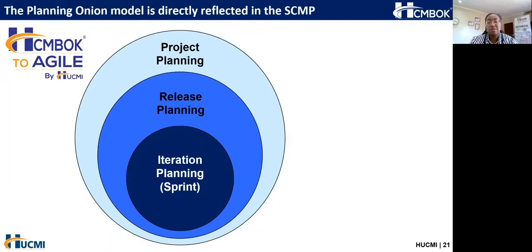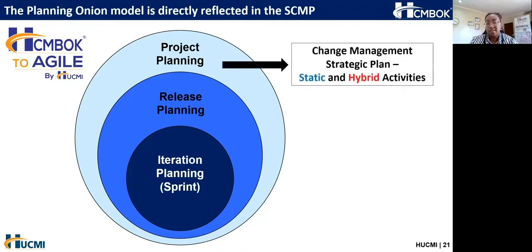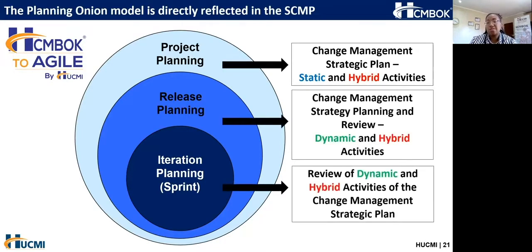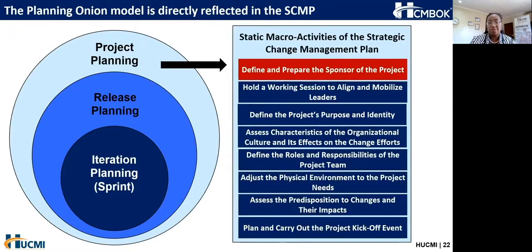So the planning onion model is directly reflected in the strategic change management plan. Within the project planning, we're going to look at the combination of static and hybrid activities. Within release planning and iteration planning, we also look at a set of activities that are appropriate for that phase of the planning. So let's have a look at some of these.